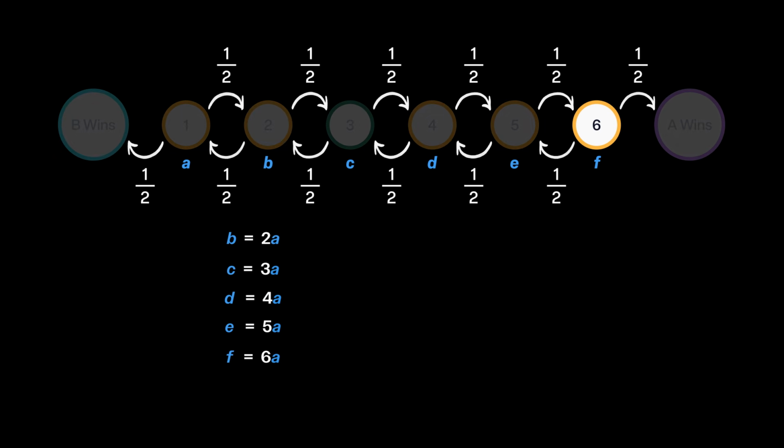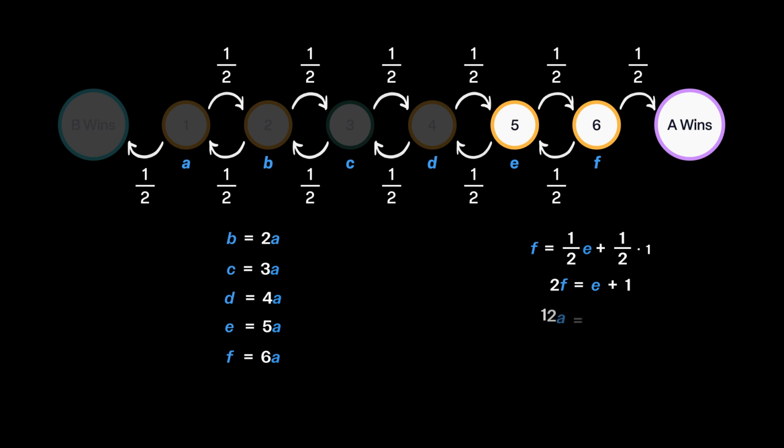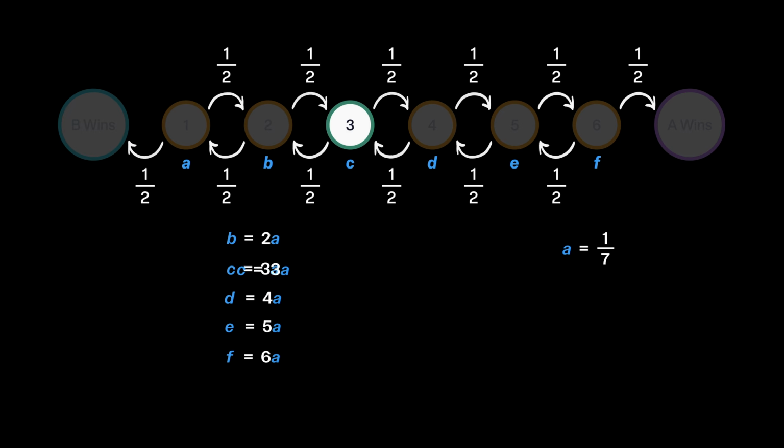State 6, let's look at it. From there we can go to state 5 or Alice wins. So we get this equation. Plug in our expressions for E and F. Now solve for A. So A is 1/7. We want C, which is 3 times A, or 3/7. The probability that Alice wins is 3/7, about 43%. As predicted, the answer is less than half, but now we know the exact probability.